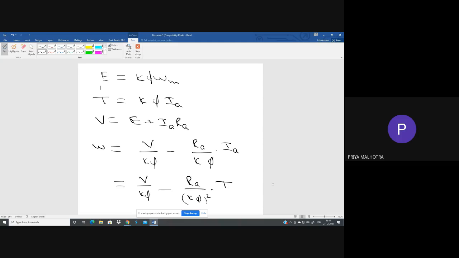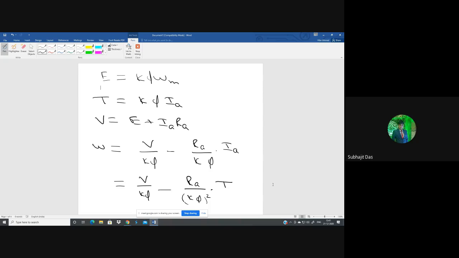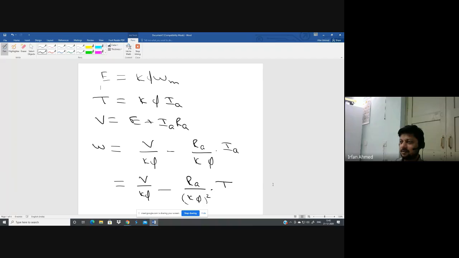So armature resistance control. Armature resistance control. Okay, anyone else? So depending upon the application, if you want to increase the speed, then flux control that. If you want to decrease the speed, then go for armature resistance. Correct. That is the right answer.